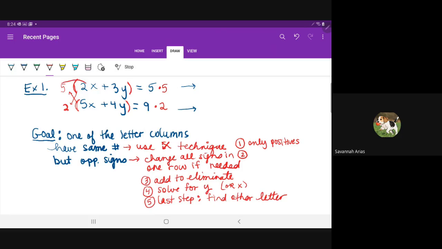So you're going to distribute the 5. A lot of people forget to multiply the 5 by the 3y, and then it gives them the wrong answer, and usually fractions when there's not supposed to be fractions. So you're going to multiply straight across. That's 10x, plus 15y, and then you multiply the right side, which is 25.